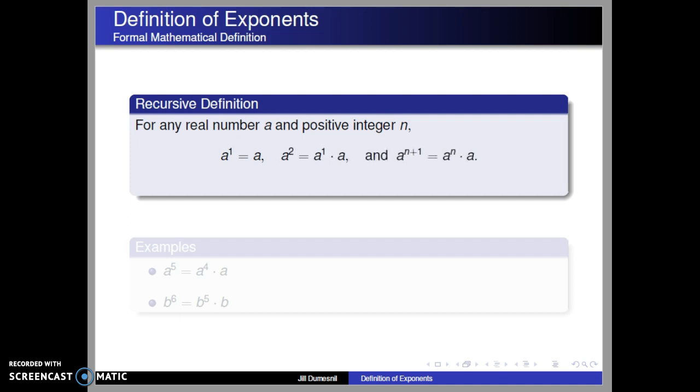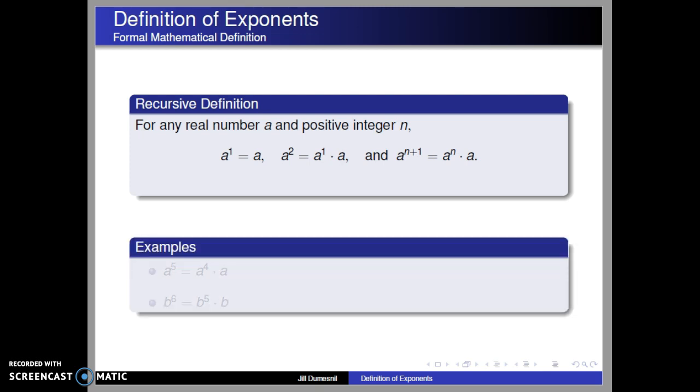Then to get the n plus first power of a, we multiply the previous a to the n power by another a. For example, the 5th power of a equals the 4th power of a multiplied by another factor of a. Similarly, the 6th power of b is the 5th power of b multiplied by another factor of b. This formal recursive definition of exponents comes in handy in advanced math classes.